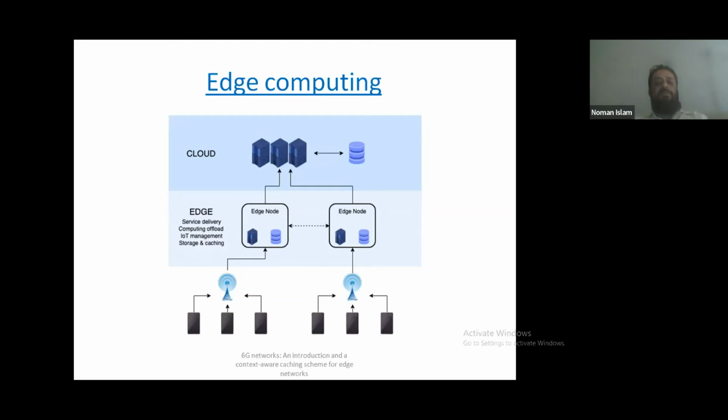Then edge computing, that is used in 5G, and obviously it is going to be used in 6G as well. So we have different devices that will be connected to the edge, and at the edge we have different nodes that will be connected together to provide a distributed computing infrastructure. So the node at the edge can be used for a number of applications, such as related to artificial intelligence. And then we have the centralized cloud.